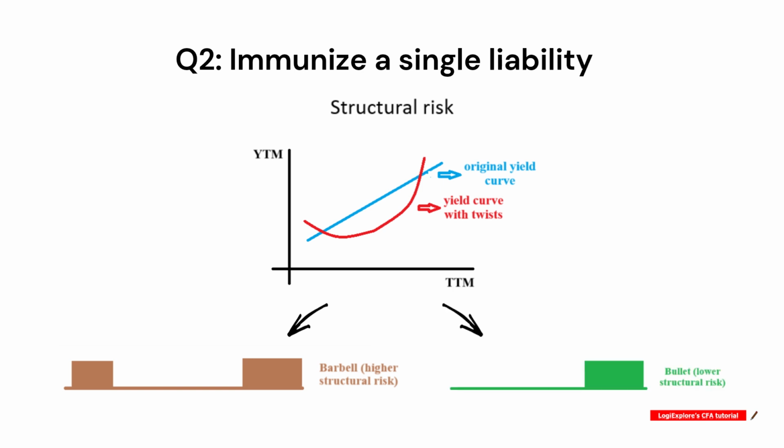On the contrary, if the portfolio is a bullet with assets' duration concentrated at the investment horizon, all the twists along the yield curve cannot influence the cash flow yield. So, the portfolio with the least convexity has minimized its structural risk.